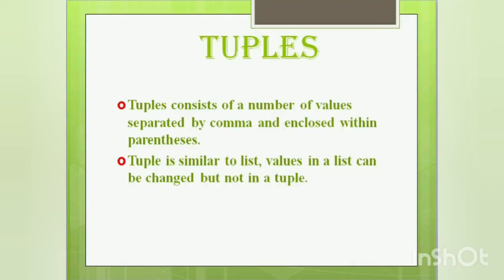Tuples consist of a number of values separated by commas and enclosed within parentheses. A tuple is similar to a list. Values in a list can be changed but not in a tuple. That is, the elements in the list can be changed, modified, deleted, updated, whatever you want. But in a tuple, you can't make any changes. The term tuple originated from the Latin word representing an abstraction of the sequence of numbers.